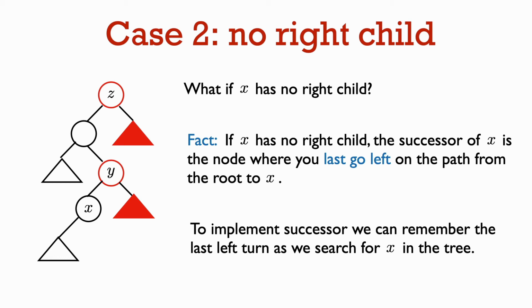Now we can introduce a new variable which points to a node, and this variable might be called last left. Every time we go left on this walk from the root to x, we update last left to point to the node whose key is larger than x that results in us going left. Once we reach the node with key x, last left will point to the node where we last took a left turn on this path from the root to the node holding x. Thus, if the node with key x has no right child, the key in the last left node will be the successor of x.